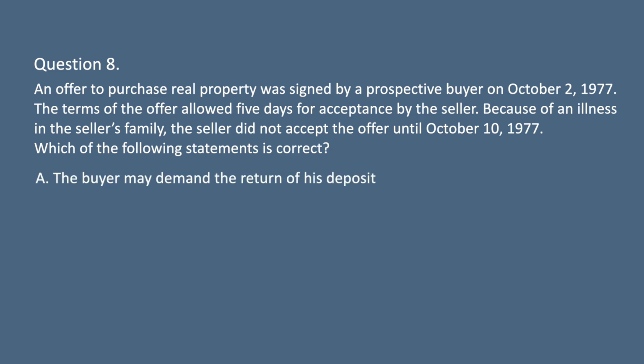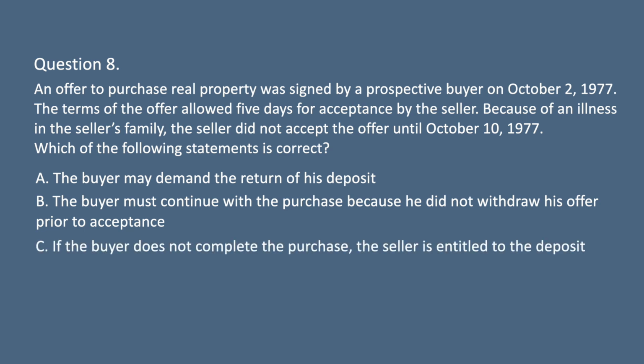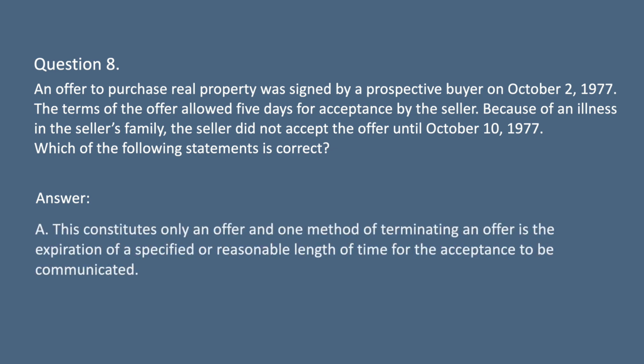A. The buyer may demand the return of his deposit. B. The buyer must continue with the purchase because he did not withdraw his offer prior to acceptance. C. If the buyer does not complete the purchase, the seller is entitled to the deposit. D. If the buyer does not complete the purchase, the seller and the broker will each be entitled to 1/2 of the deposit. Answer. A. This constitutes only an offer, and one method of terminating an offer is the expiration of a specified or reasonable length of time for the acceptance to be communicated.